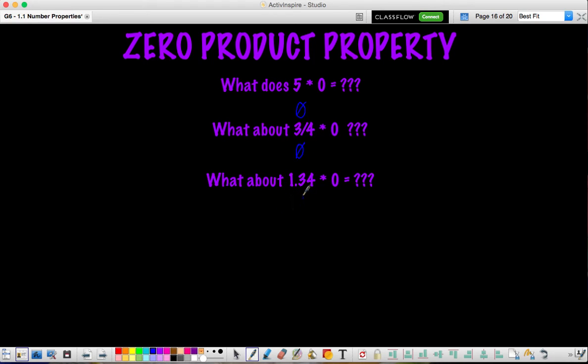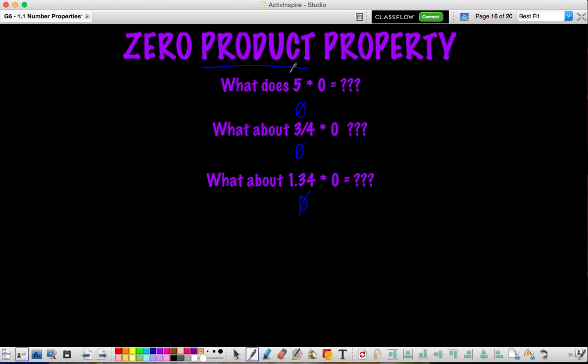If I take 13,400 times 0, I get 0. So the zero product property, notice it has product in there. Product means the answer to a multiplication problem. So what that is telling us is that 0 is the product whenever you multiply any number by 0.